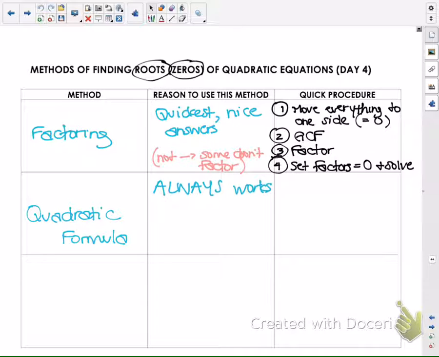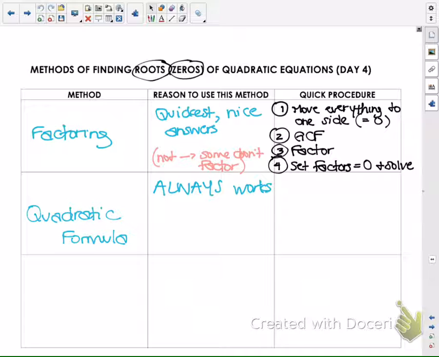Okay? There aren't some that don't work with quadratic formula. There aren't like there are that don't factor. That's your main reason for that. However, the downside on that one is that sometimes it takes longer. So that's kind of the offside with that. All right, quick steps for this.